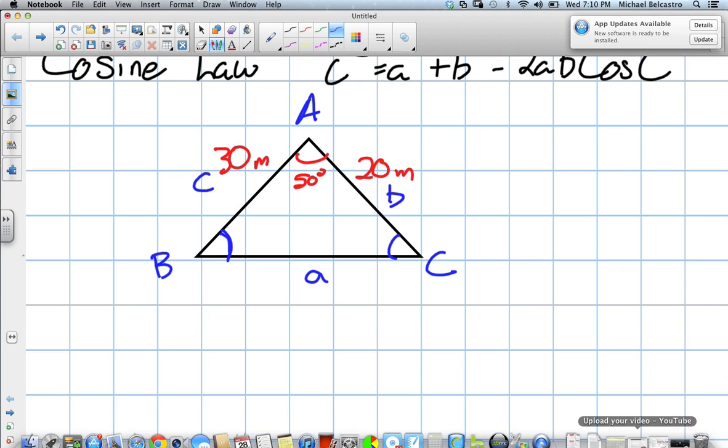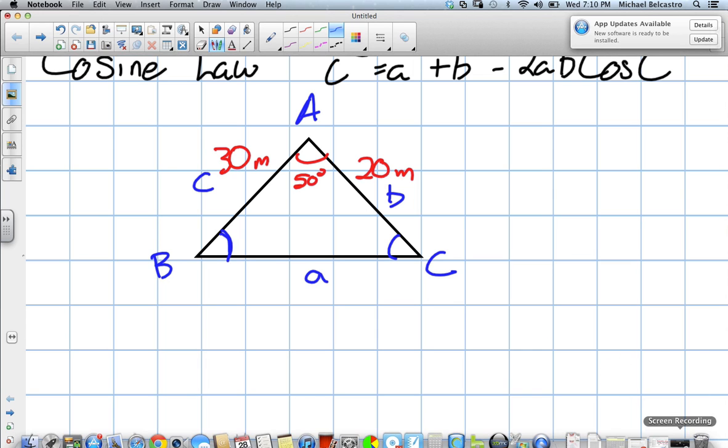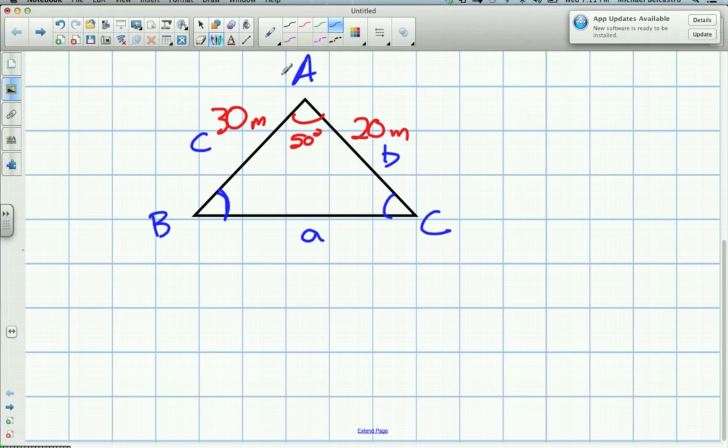A good way to go about it, though, is to say, you know what, I don't know, so I'll try to set up both of them. So what we'll do is set up sine and cosine law. You already know we're going to use cosine law, and we'll talk about why it works. We know the original one was sine A, so instead of writing in the A, I'm just going to write in the angle, which is 50 degrees. The uppercase stays with the angles.